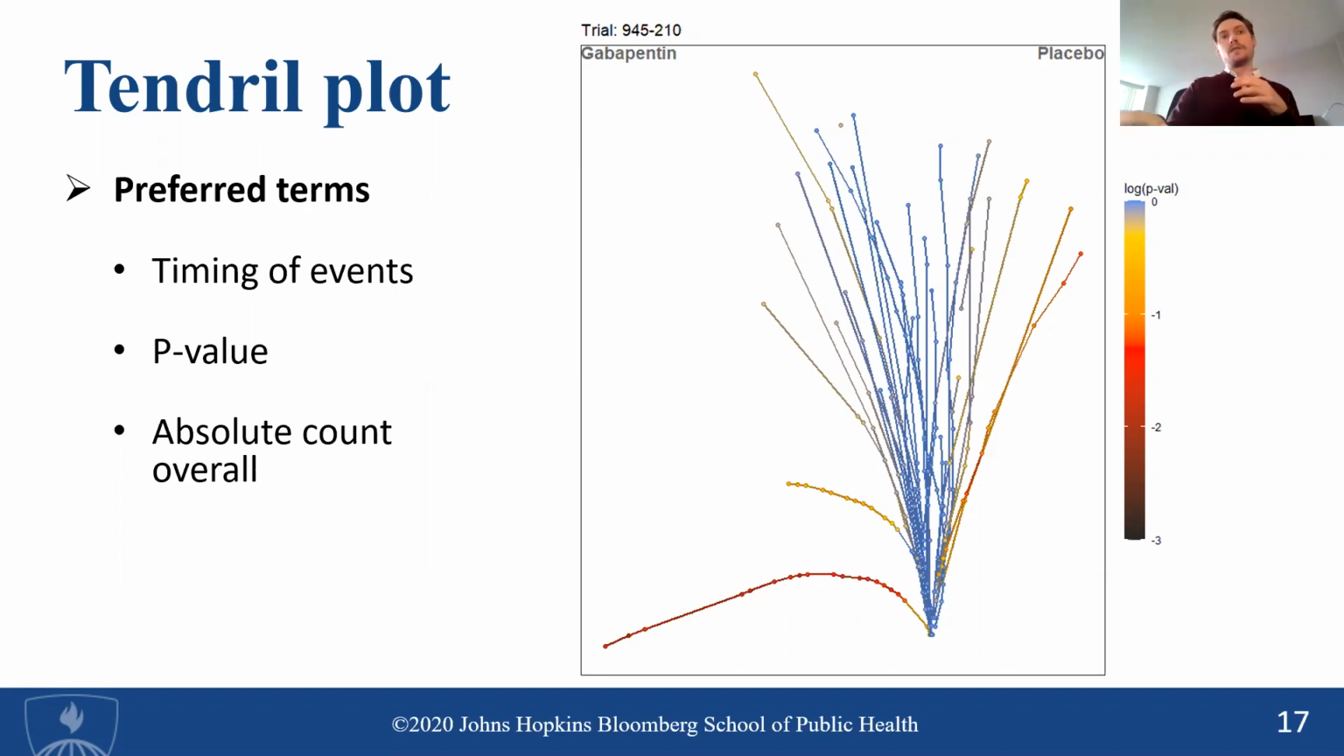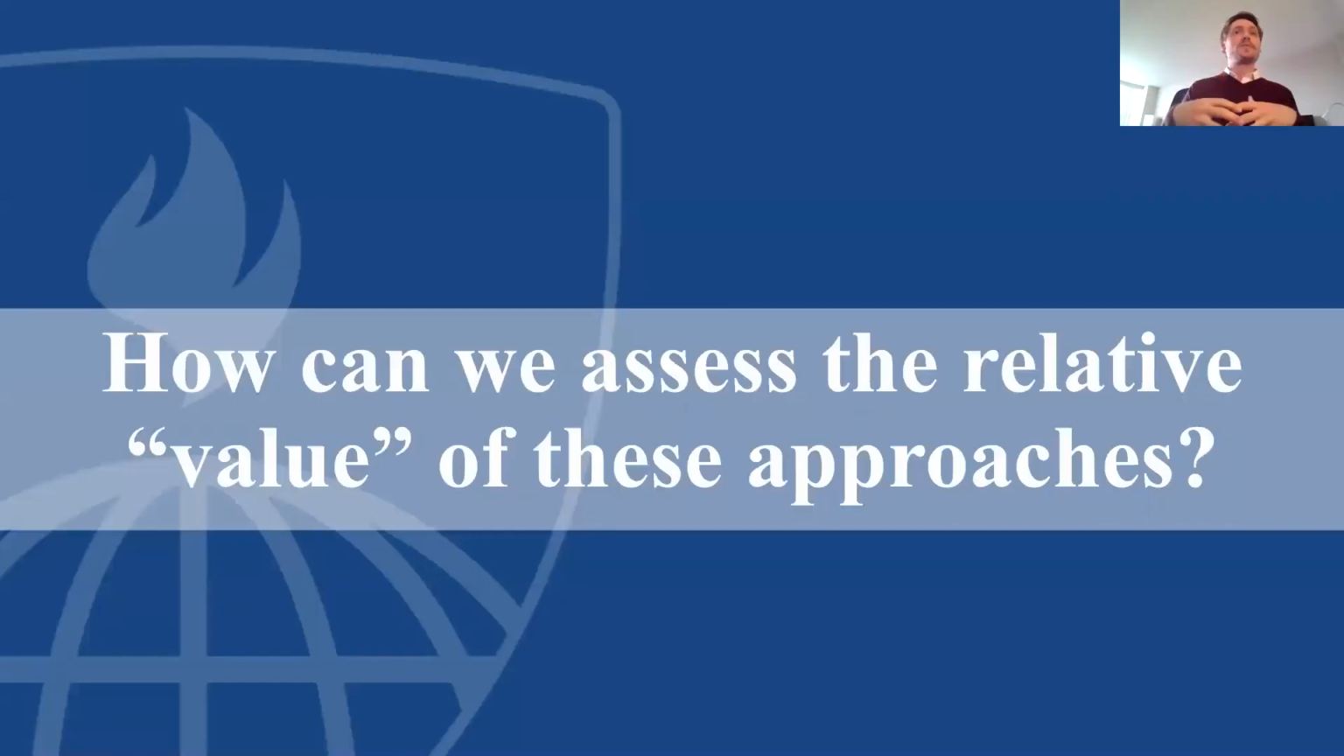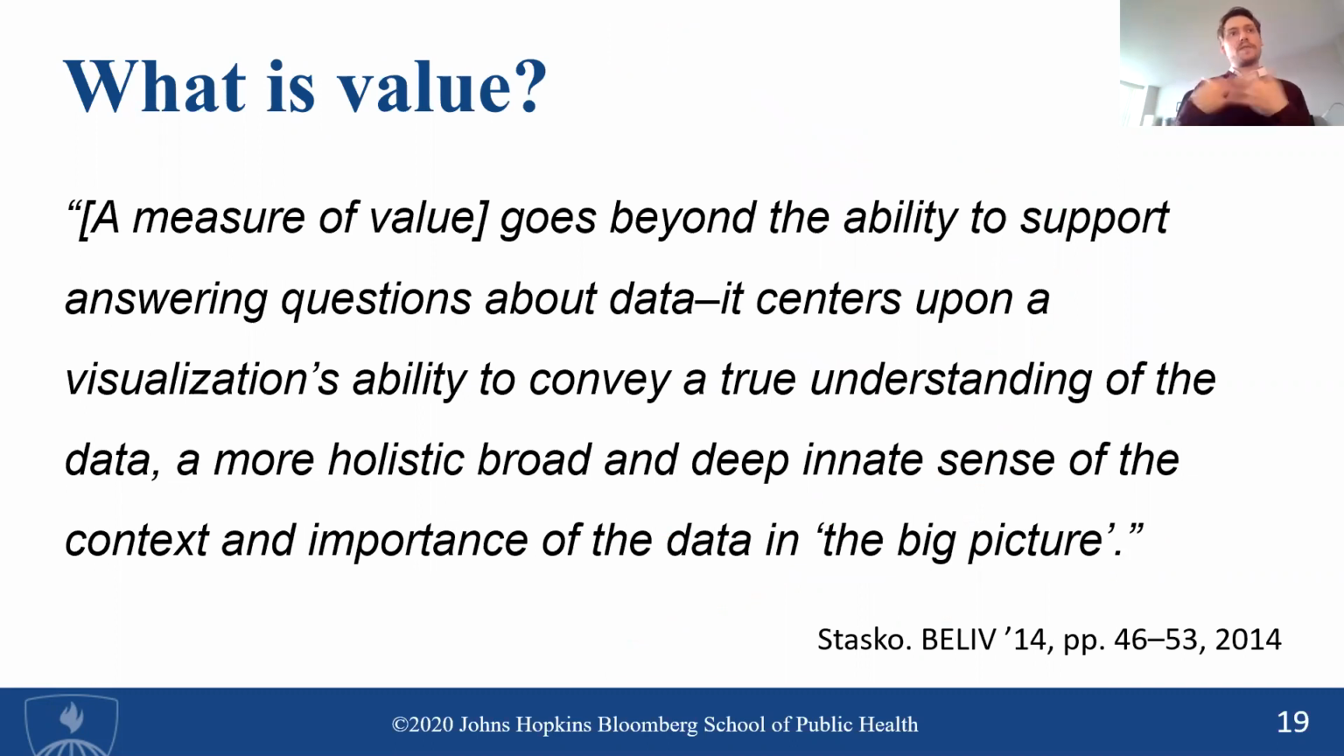So you can see all of these visualizations are presenting different aspects of the data on harms, but how can we assess the relative value of these approaches? So what is value? Value is a measure that goes beyond the ability to support answering questions about the data. It centers upon a visualization's ability to convey a true understanding of the data, a more holistic, broad, and deep innate sense of the context and the importance of the data in the big picture.